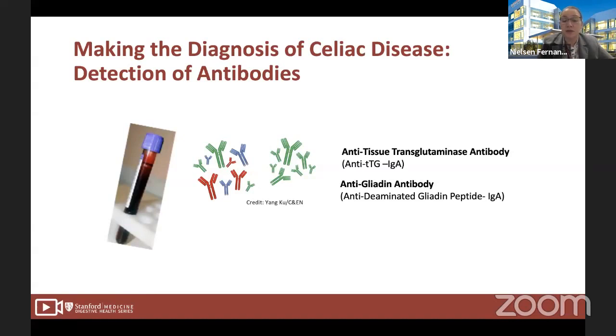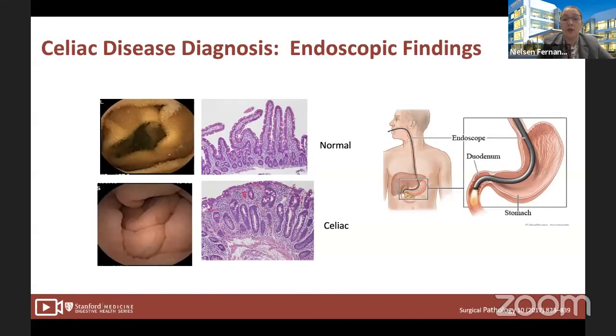But no diagnostic test is perfect. And we still confirm the diagnosis by doing an endoscopy. Now, when we do an endoscopy, after giving you some sedation, what we do is pass a flexible camera through the mouth into the esophagus, stomach, and into the small intestine. And we could directly visualize the lining of the small intestine.